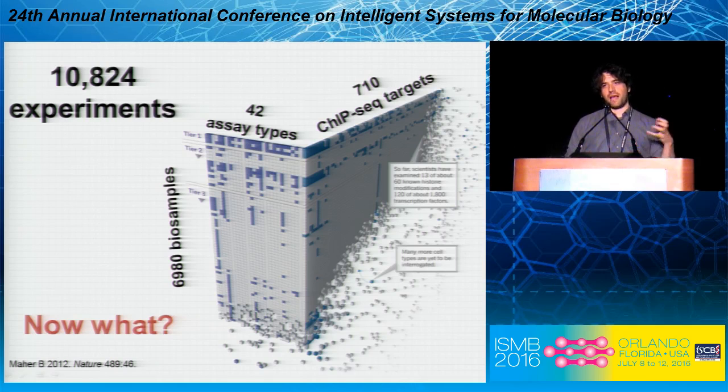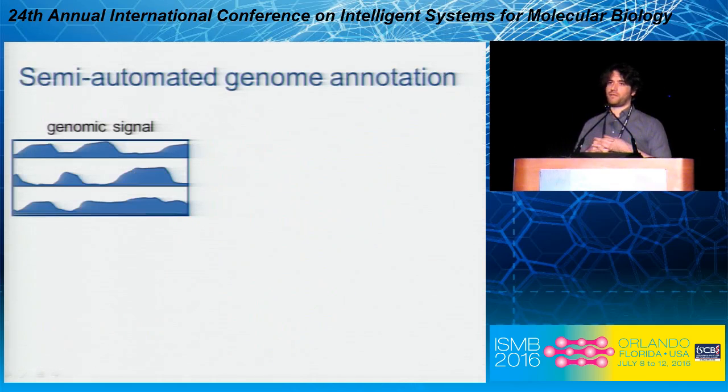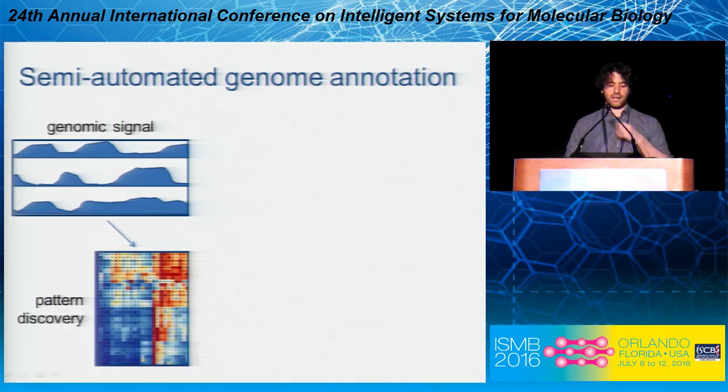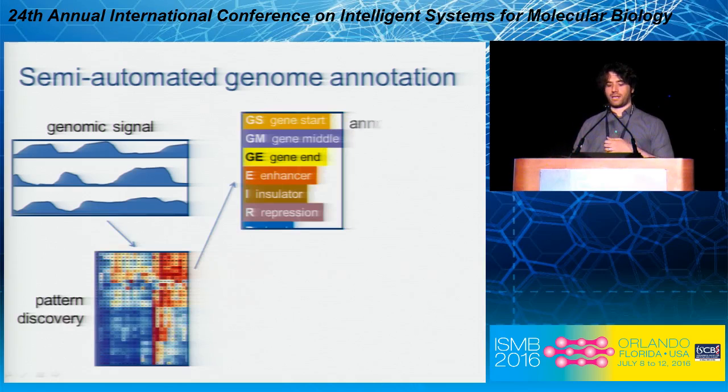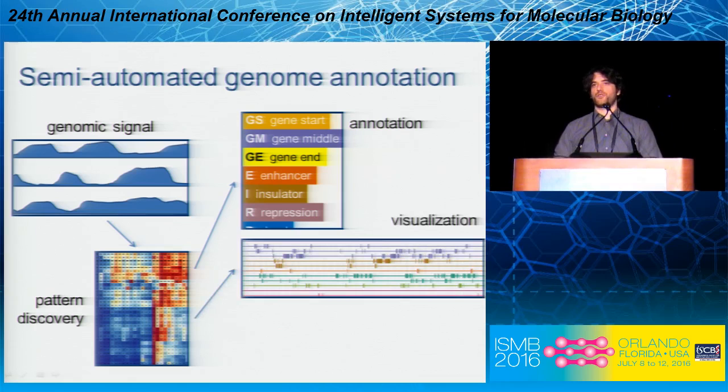So I was part of the analysis group for ENCODE, and we developed a technique called semi-automated genome annotation. In semi-automated genome annotation, we take the signal data, and I'm going to describe exactly what that means in a second, that you get from these sorts of data sets, take multiple tracks of signal data and discover patterns in them that we can then use to annotate the genome, so turning very complex, multivariate signal data into simple annotations that a human can understand and visualize as well.